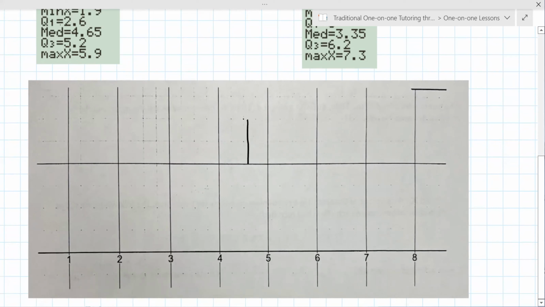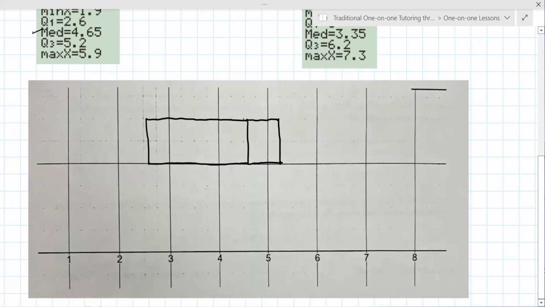Then you go to Q1. So I've taken care of that one. Then you go to Q1, and that's 2.6. So roughly there-ish. Okay, that's not drawn very well. And then you create a box. Q3 is 5.2, say roughly there. You create another box.